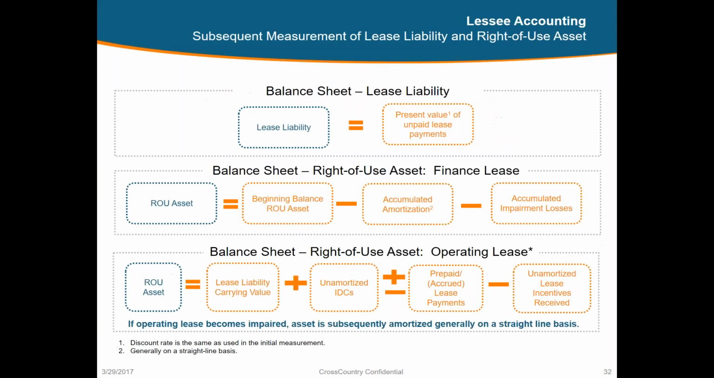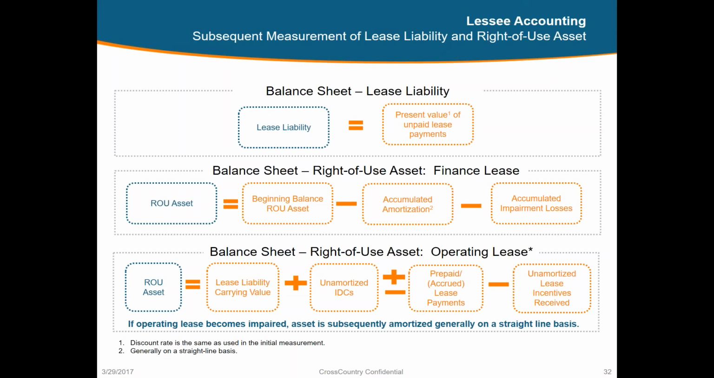This slide addresses the subsequent measurement of the lease liability and right-of-use asset. The lease liability is always equal to the present value of the unpaid lease payments, regardless of whether the lease is a finance lease or an operating lease. For finance leases, the right-of-use asset is equal to the beginning right-of-use asset, less accumulated amortization, less any impairment losses recognized. Amortization is generally calculated on a straight-line basis.